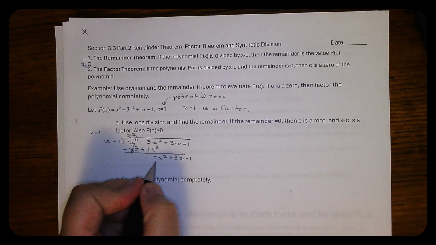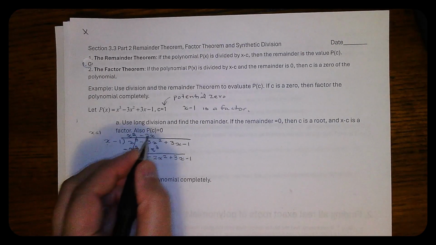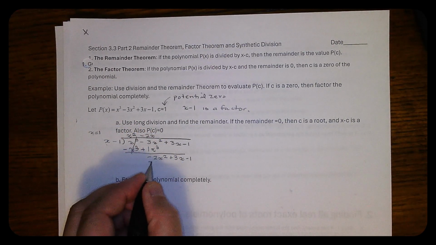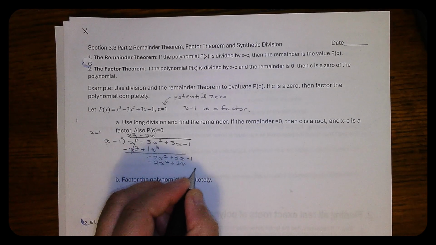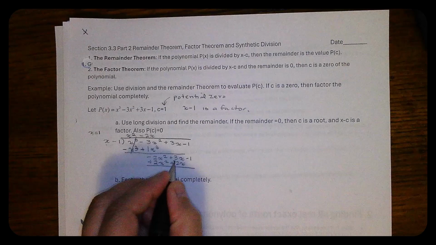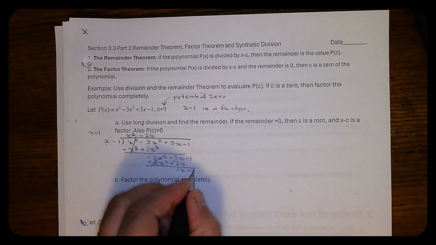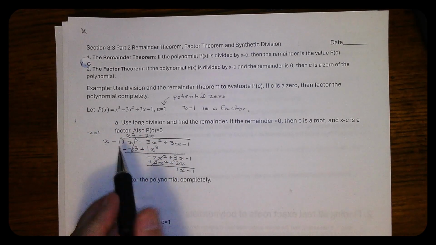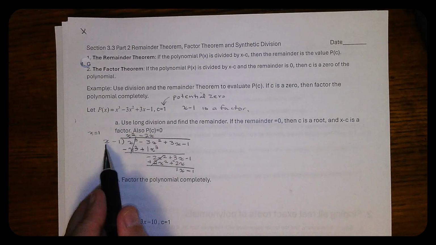And then start over. Negative 2x squared divided by x is negative 2x. And then you multiply that back out, and you get negative 2x squared plus 2x. Then you draw your line and change the signs. You get 1x, and then minus 1. Last time, because the degrees are the same, so we keep going until this degree is smaller than that degree.